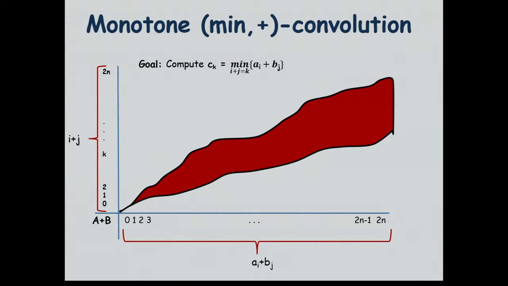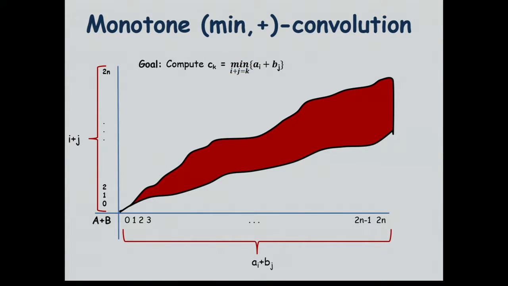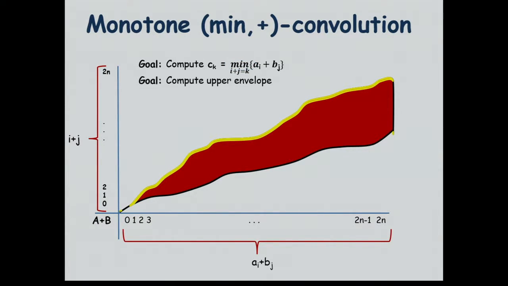Now, our goal is to compute CK, which is the minimum of AI plus BJ, where I plus J equals K, which means that we're looking at this line. And we're looking for the minimum value, which is exactly the value here. So in other words, we're looking for the upper envelope. That's what we're really looking for. So when we get these two lines, we get this full value, and what we really want to compute is the upper envelope of this sum value.